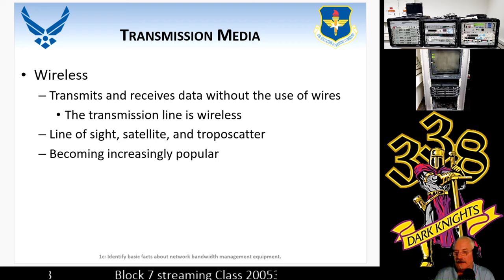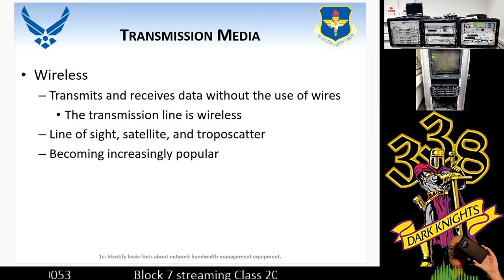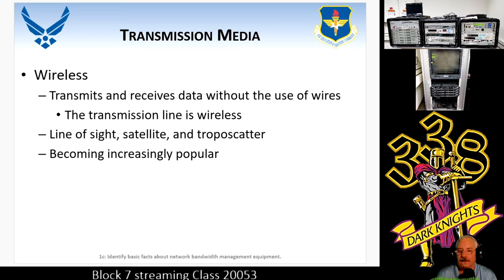Wireless, that's your Wi-Fi. But we also include anything that's called line of sight, you know, your tropo, satellite. All this is becoming increasingly popular because back in the day, you had a phone on a wall, you had a cord that went to the handset. Now what do you have? Cordless phone or no phone at all. Most people have gone to cell phones as their home phone. It kind of makes sense, but you're still attached to a wire when you charge it.